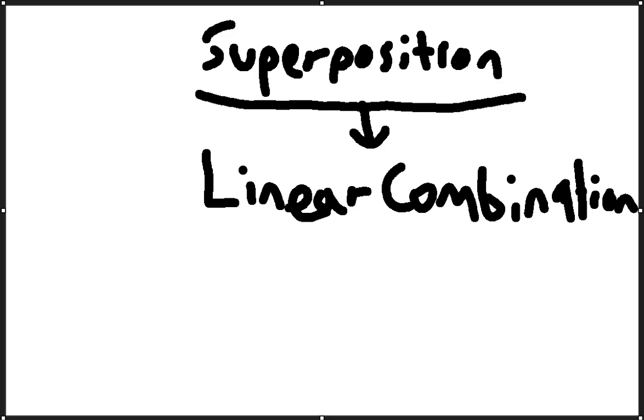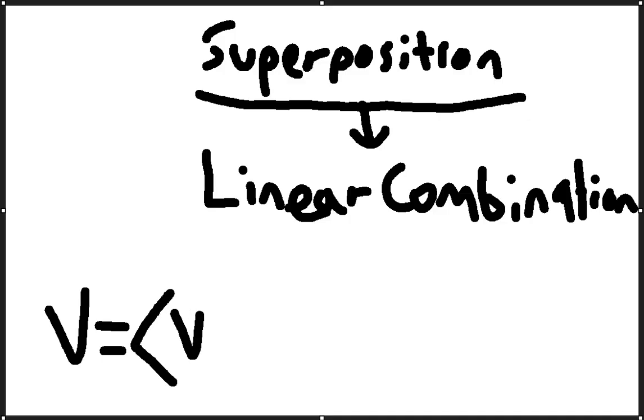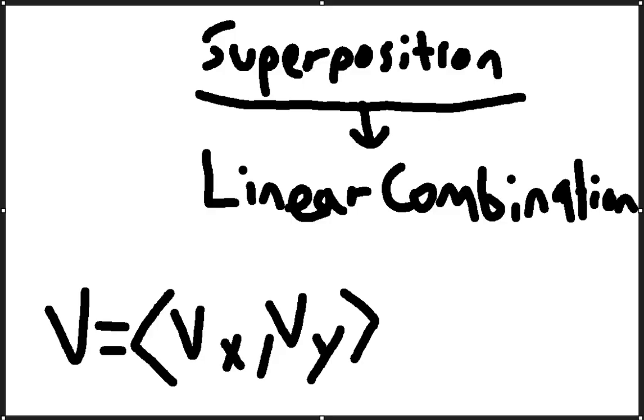I'm going to give you an example of this. Suppose we have a vector. You may have seen this before. It will have components of the x vector and the y vector. We say that this vector then is a superposition of this component and this component, or a combination.